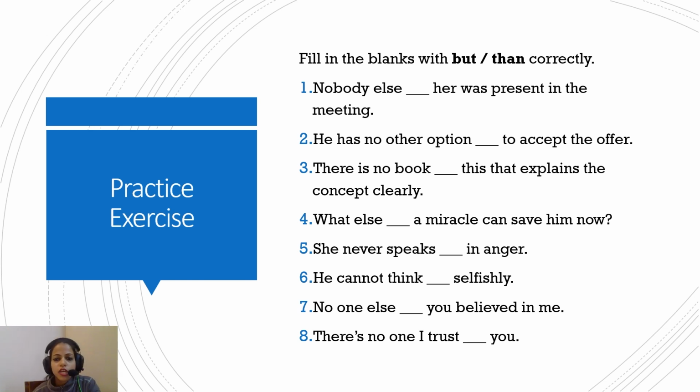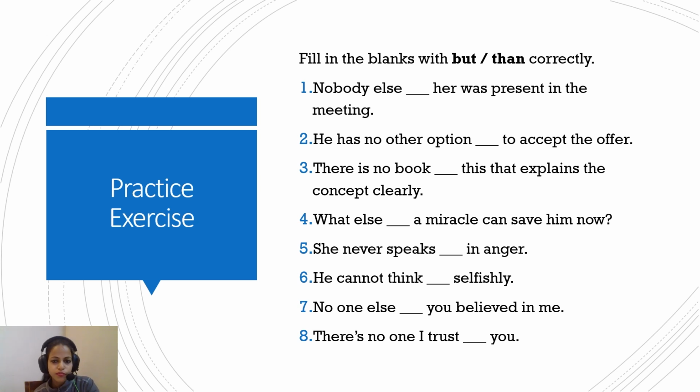Okay, so let's try to solve this question together now. "Nobody else dash her was present in the meeting." Now we know else is always followed by than, right? No, of course not. Else is followed by but. Nobody else but her was present in the meeting. That means she was the only one present.